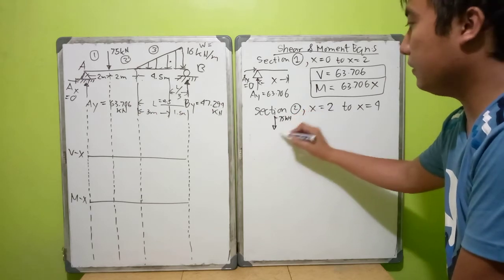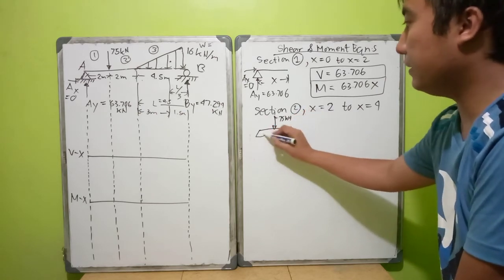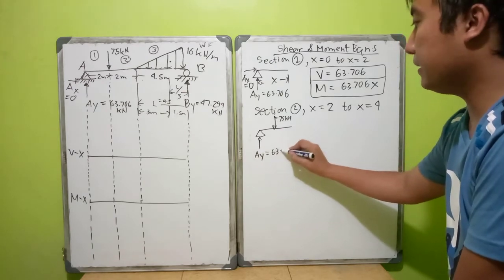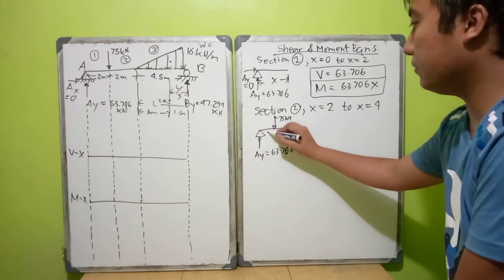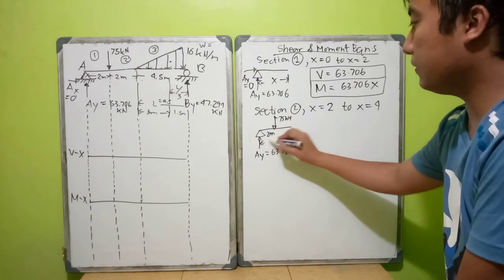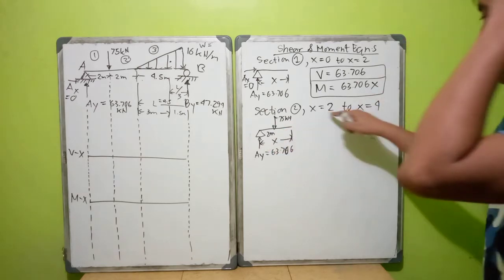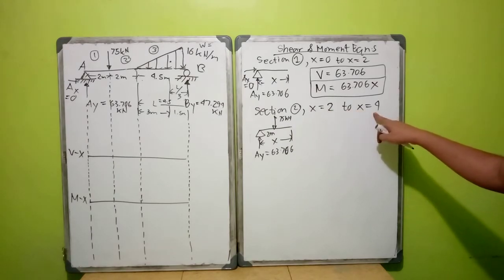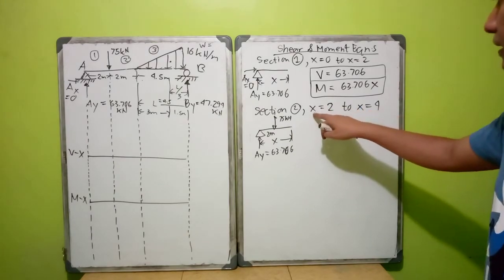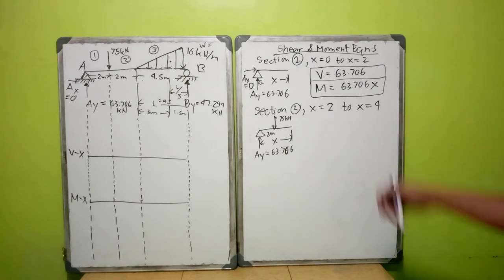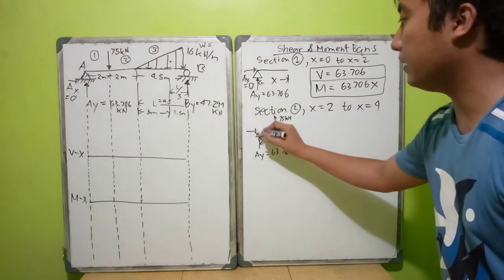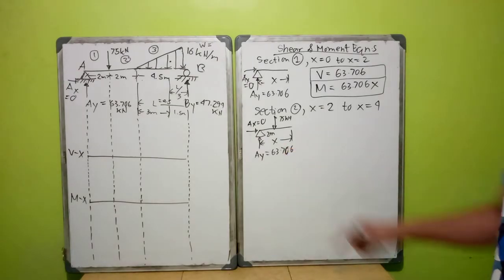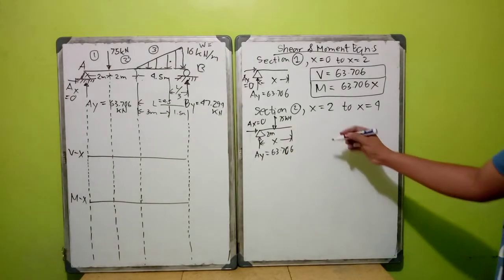75 kilonewton. And then at any point here, AY is 63.706. This is 2 meters and this whole duration is x, in which this x is within 2 and 4. In this interval the minimum value is 2 and the maximum value is 4. We have AX equals 0. We don't need to rewrite this one, but somehow for emphasis I do that.